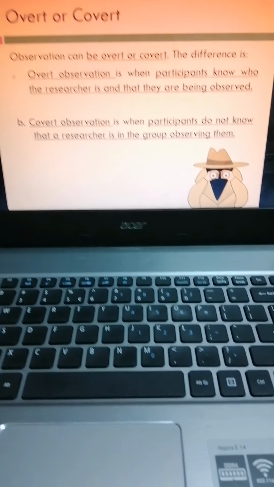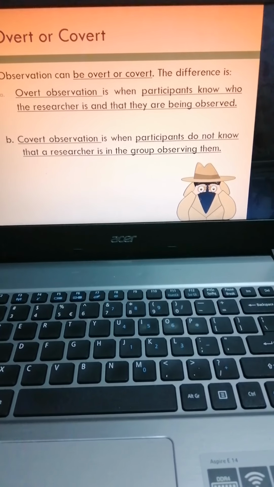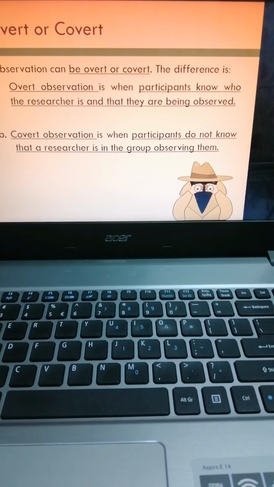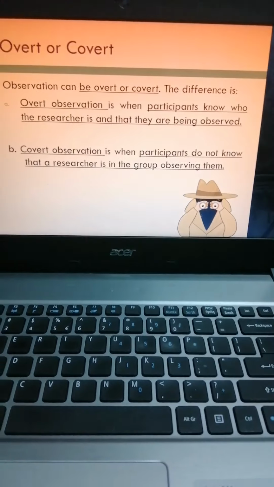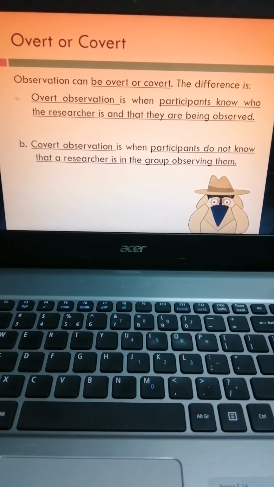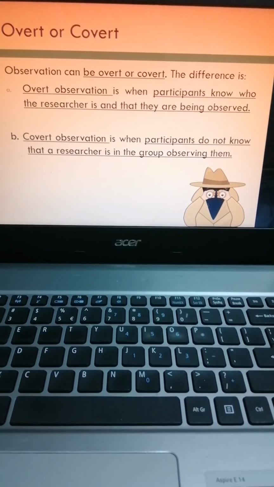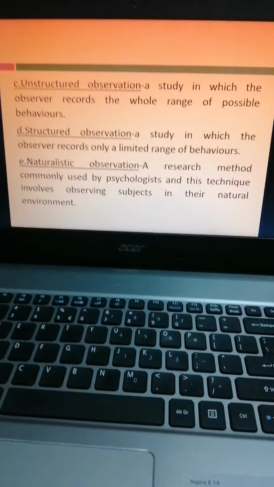And the other one is covert observation. This is when participants do not know that a researcher is in the group observing them. Here the researcher pretends to be an ordinary member of the group and observes in secret. As it sounds, covert, in other words, is hidden, meaning the participants are not aware that they are in a study being investigated.